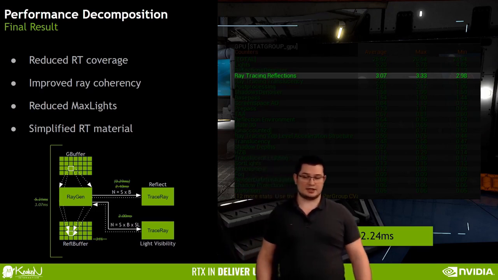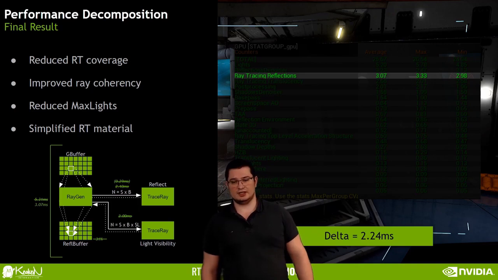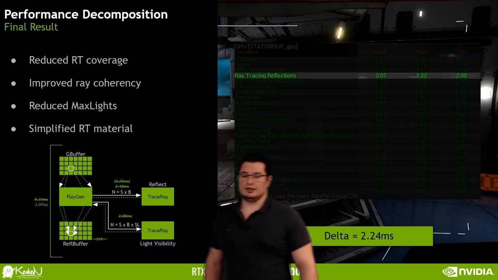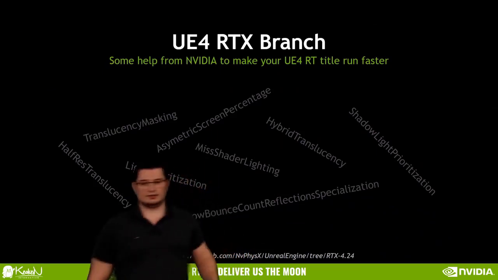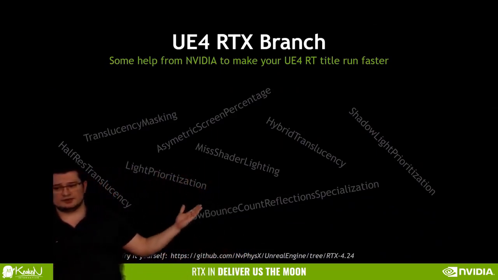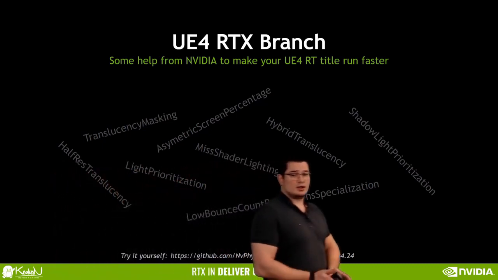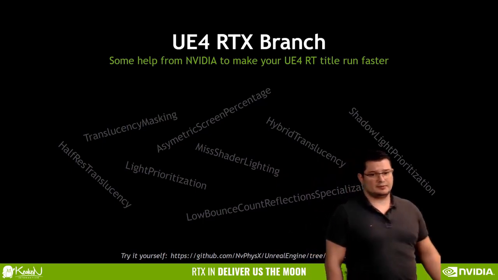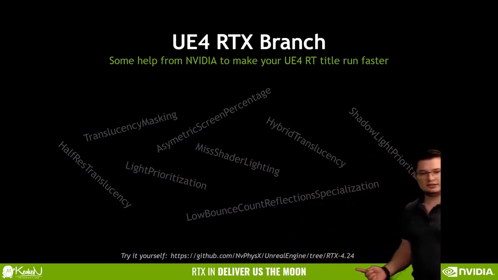All right, now that you know how you can create your own performance decomposition of opaque reflections and then take appropriate action to improve your performance and also maintain your visual fidelity, I can also give you the advice to take a look at our NVIDIA RTX branch, which has many different optimizations to help your game perform better. And there are also many different optimizations coming. So if you're interested, please take a look at this link here.